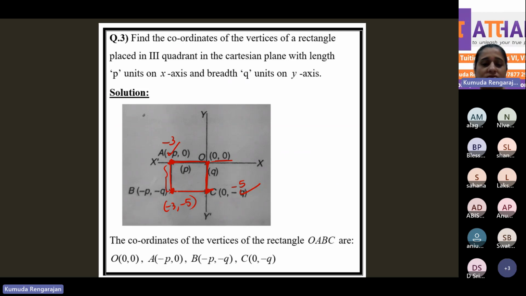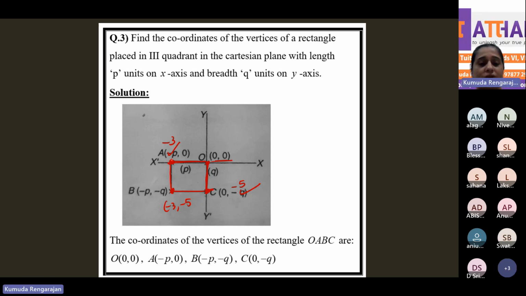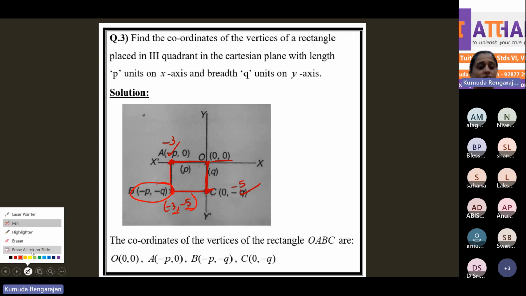Let me not mark that and confuse you. So if this point is minus 3 and this point is minus 5, then the coordinate of this point would be minus 3, minus 5. But here it is minus P and this one is minus Q. So this one will be minus P, minus Q.